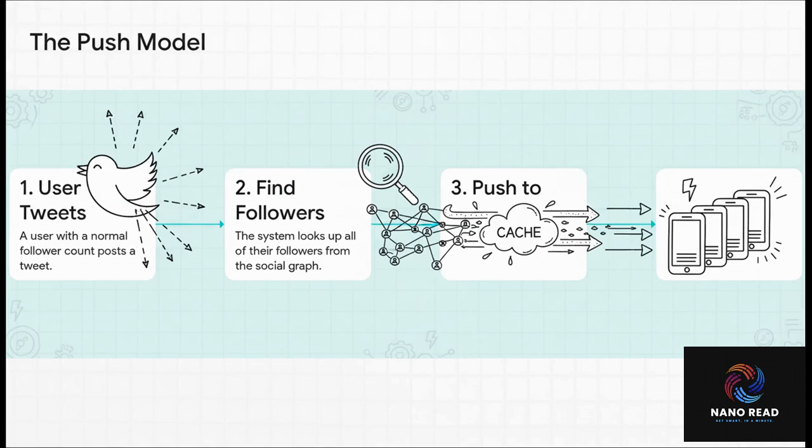So for like 99% of us, you and me, the system uses the push model. The second you tweet, a service goes out, finds all of your followers, and just drops that new tweet ID right into their timelines. Their timelines are basically pre-computed. That's why your feed feels so snappy and instant when you open the app. It was already built and waiting for you.